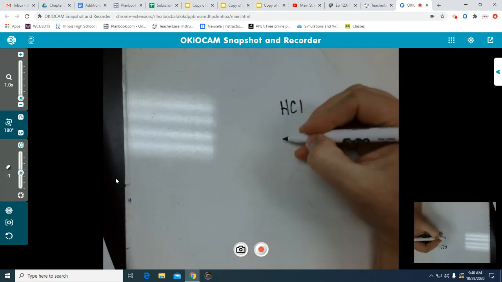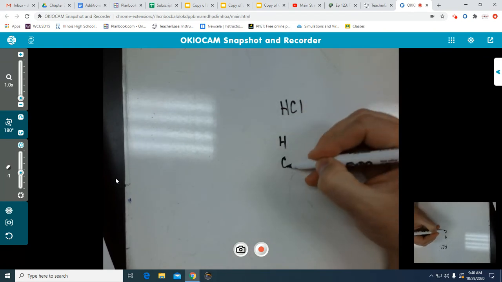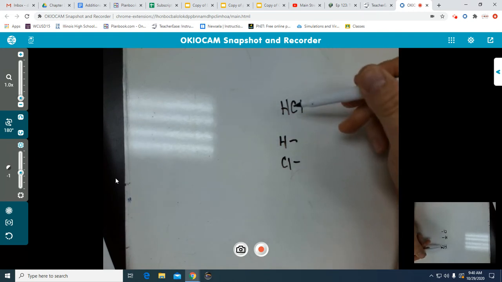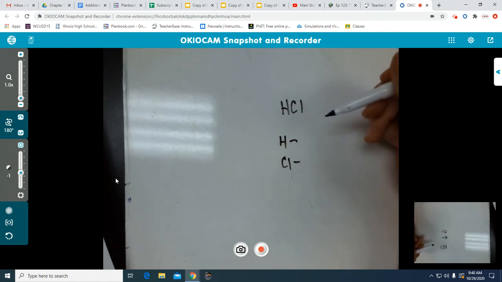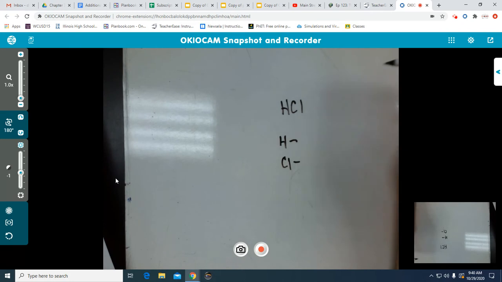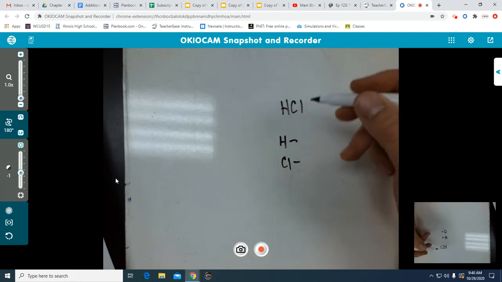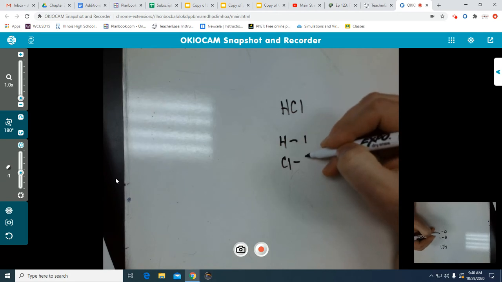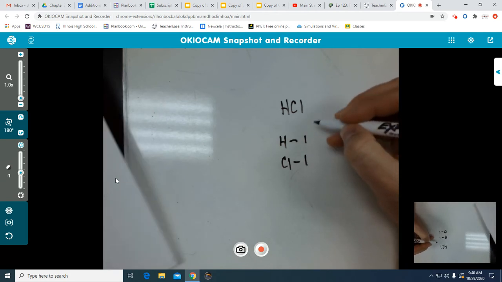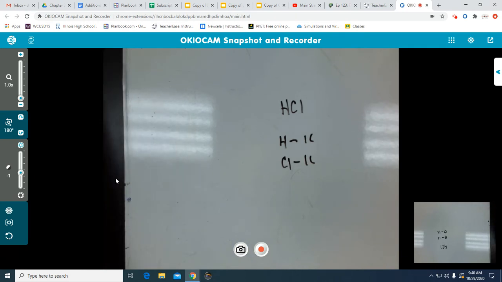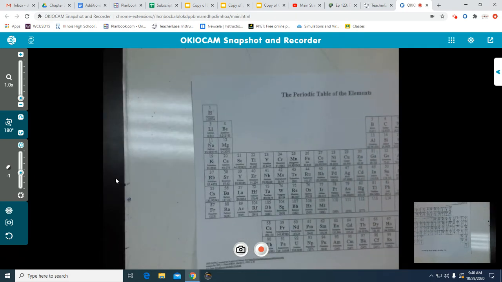So in this compound, we have hydrogen and we have chlorine. Ask yourself, how many of each do we have present here? We look at the subscripts and we count up. If there's more than one of the same element in the formula, then we count those as well. So here we've just got 1, and in chlorine we just have 1 as well. So next thing we need to do is look at the periodic table and determine what their atomic masses are.